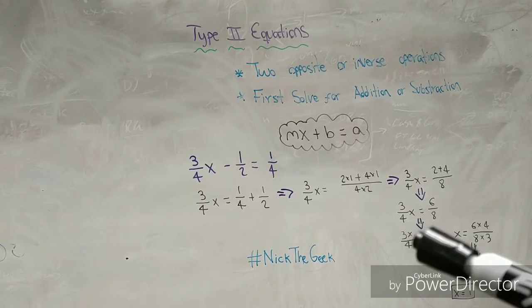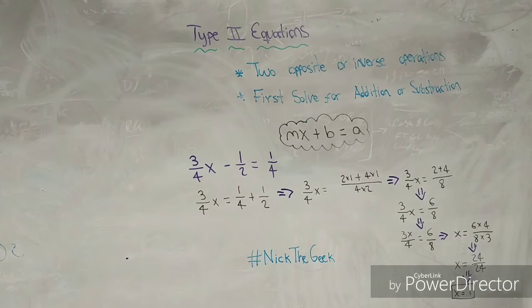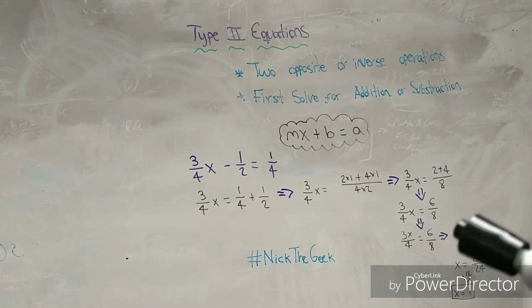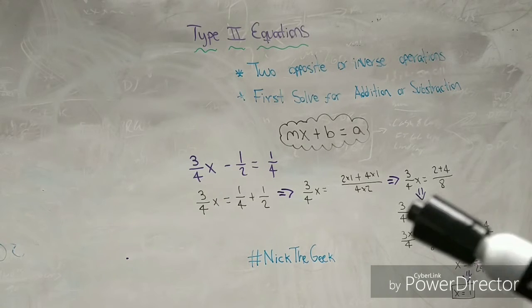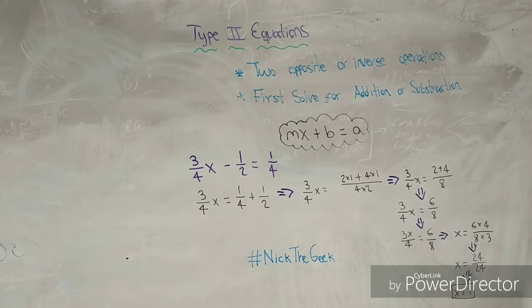So as we know, it'll be 3 times x divided by 4 equals to 6 divided by 8. This 4 is dividing, so it goes to the right side as a multiplication. And then this 3 is multiplying, so it goes to the right side as a division. As a result, x would be equal to 1.